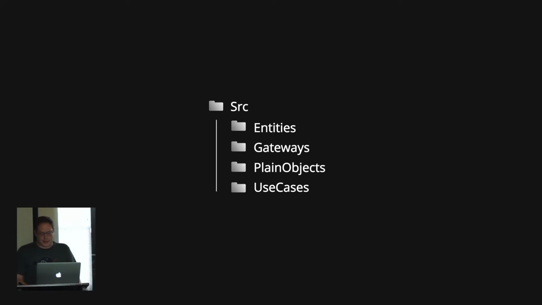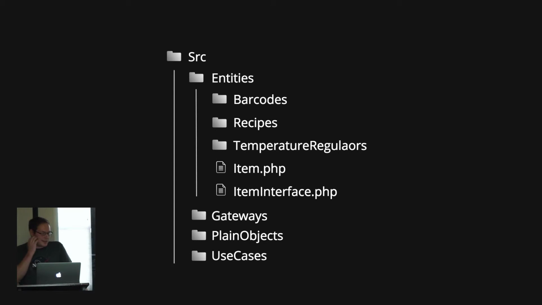So if we dig into the entities, and if we remember the description, entities are the business rules that are shared throughout the company, throughout all applications. This is the core business rules. So we know that we have business rules for barcodes and recipes and something called temperature regulators and items, and of course we're using interfaces because why wouldn't you?